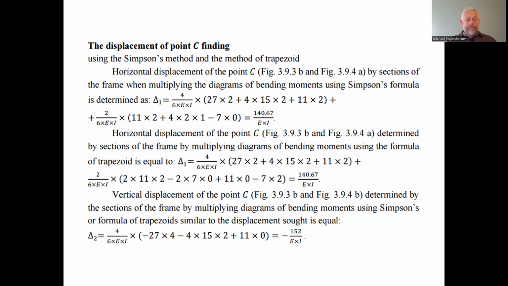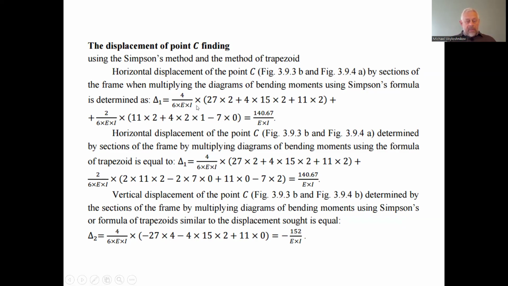Okay, so we can find first, for example, the horizontal displacement of the point C using the Simpson method and using the trapezoid rule. So here's the first one, the Simpson rule.